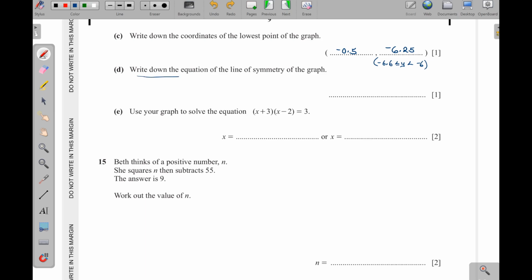Okay, write down the equation of the line of symmetry. We have already seen that it is x, which is equal to -0.5, and the equation of line of symmetry is given by this equation. x is equal to -b out of 2a. Okay, when you are solving quadratic equations using the quadratic formula, x is equal to -b plus or minus the root of b squared minus 4ac out of 2a.